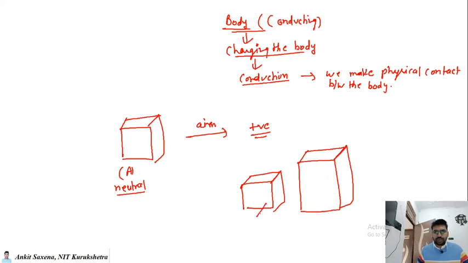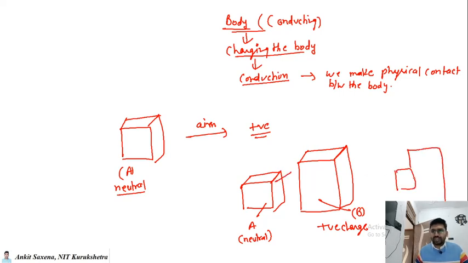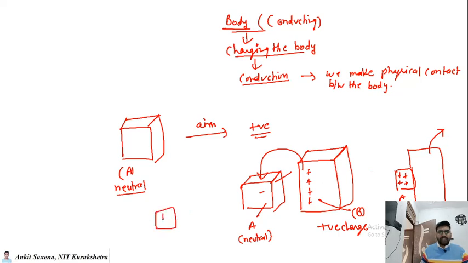This body will be positive charge. So this is the body A. In the starting it is neutral, and we are using another body, this is the body B, and this body is positive charge, and we just make a physical contact between them. After making the physical contact, the positive charge of body B gets transferred on the body A, and after some time we remove the body B and we get the body A, and now the body A is positive charge.